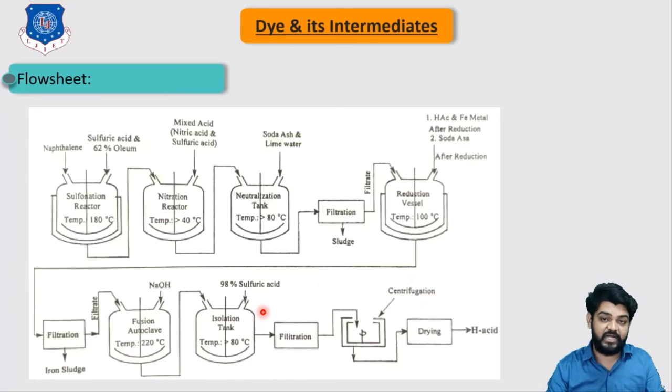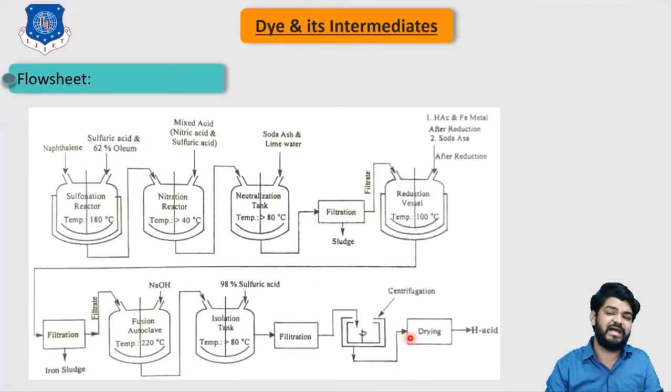In this isolation tank, we add sulfuric acid so that we can replace this ONa group with one hydrogen, so that we can ultimately have a hydroxyl group on one of the benzene rings of our naphthalene. And then later it is sent to the plate and frame filtration unit. After that, it is sent to the centrifuge so that we can remove all the moisture inside this slurry.